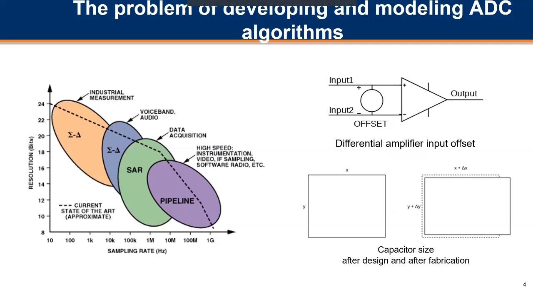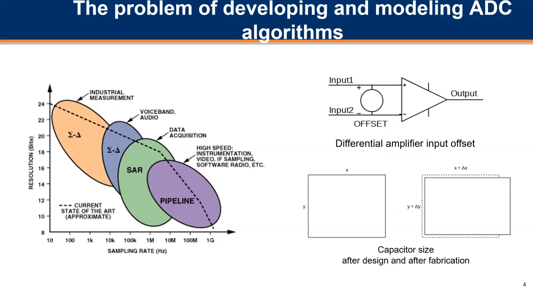The graph on the left shows the various ADC architectures and their applications. As you can see, users face a trade-off between ADC speed and resolution. At the same time, users want to have ADCs that are both fast and high resolution, while consuming less power and have a number of other characteristics. And there are some restrictions.